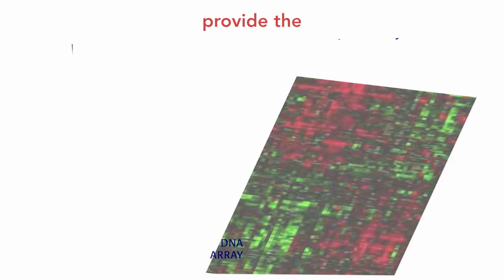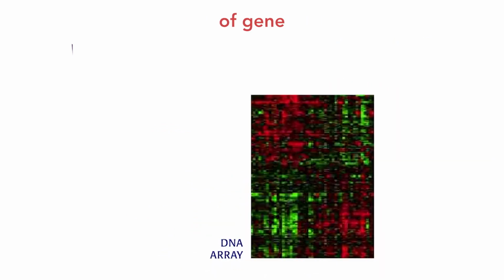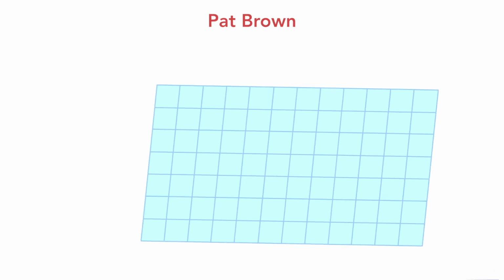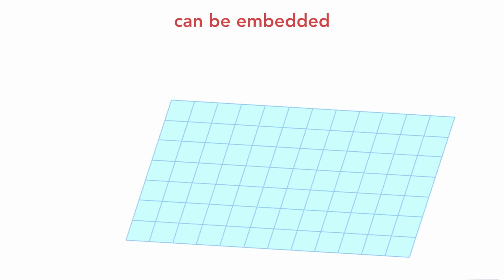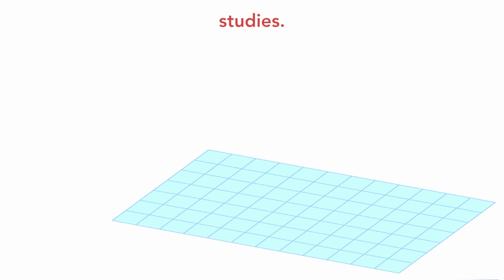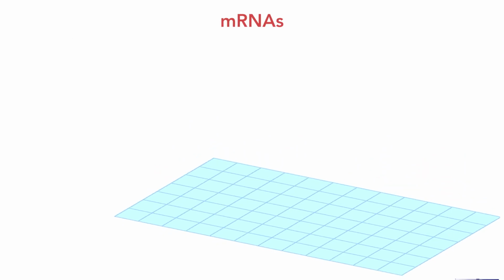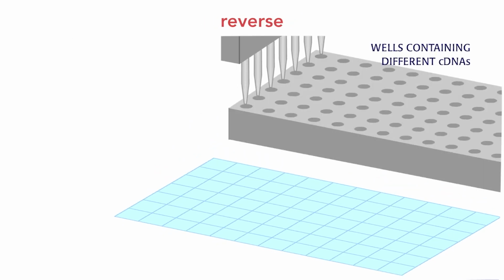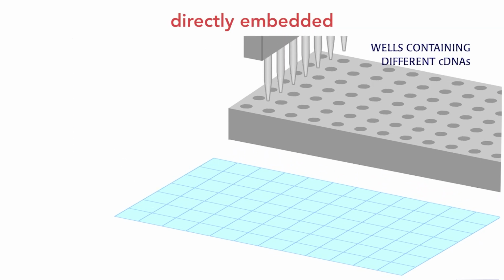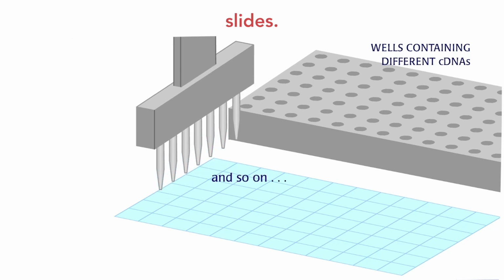DNA microarrays provide the means to analyze patterns of gene expression at different time points in a living cell, a technique developed by Pat Brown, where cDNAs can be embedded onto glass slides. Using these DNA arrays, he could do large-scale expression studies. Growth stage-specific mRNAs are isolated and then reverse transcribed to give unique cDNA populations. These are directly embedded onto specially coated glass slides.